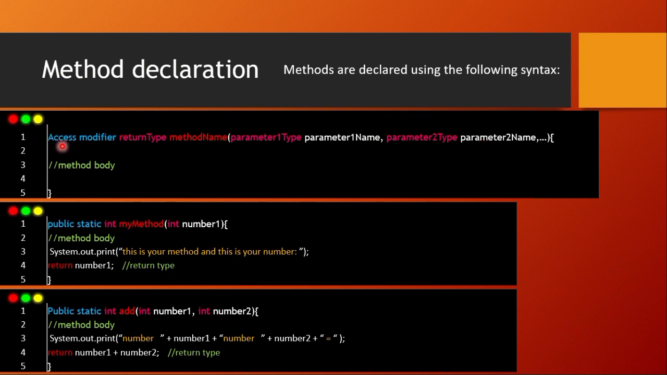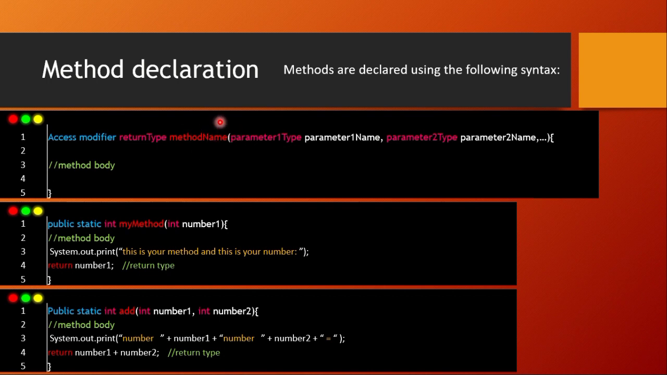So in our syntax here, we have our access modifier. Remember I talked about access modifiers, which are public and all those other things, and we're going to talk about access modifiers later on in object-oriented programming. We also talked about return types, and we're going to talk about those explicitly in this video. And we also talked about method names, so this can be any name that you want to put there.